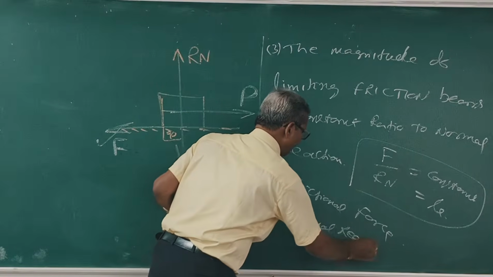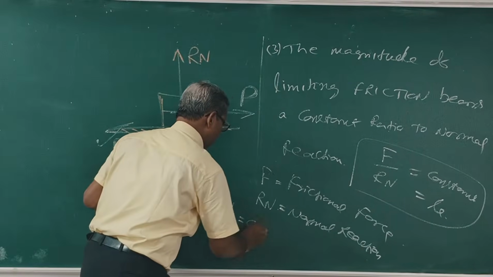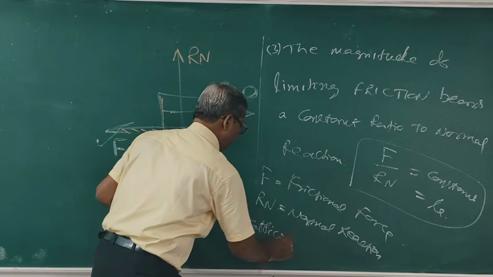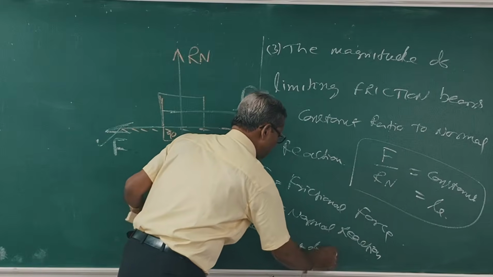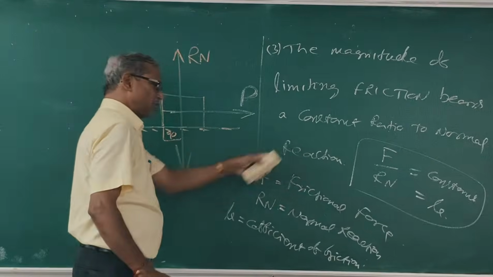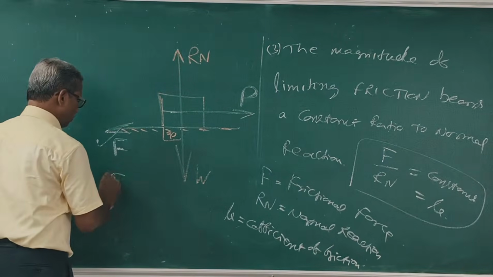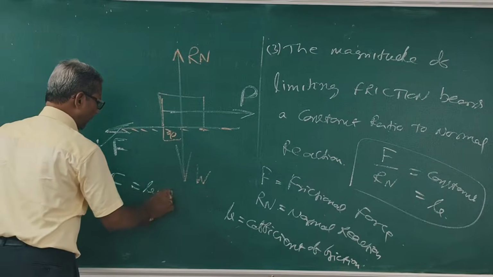Normal reaction. What is mu equal to? Coefficient of friction. Clear? So what is F equal to? From this equation, F is equal to mu Rn.